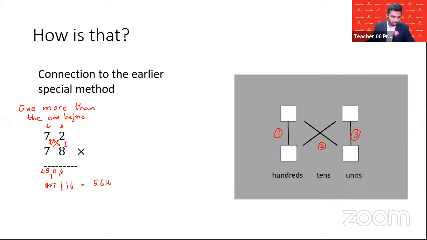Now, you can see how it works. The one more than one before method and this particular method that we are explaining, there is a relationship. The number here in the tens place that is going to appear is always 0. And that is the reason why you could write 16 as it is. And this 7 would carry forth to 49 to give 56. So hope the method now is clear.